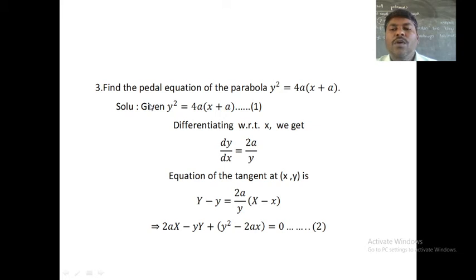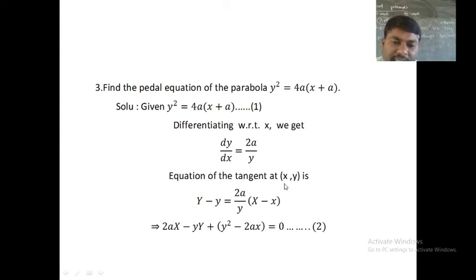Again, we have to find one more curve, that is the parabola. y square is equal to 4a into x plus a. Solution for this parabola. This is the given curve, y square is 4a into x plus a. Differentiate with respect to x. Derivative of y square is, so after differentiating we get dy by dx is equal to 2a by y.